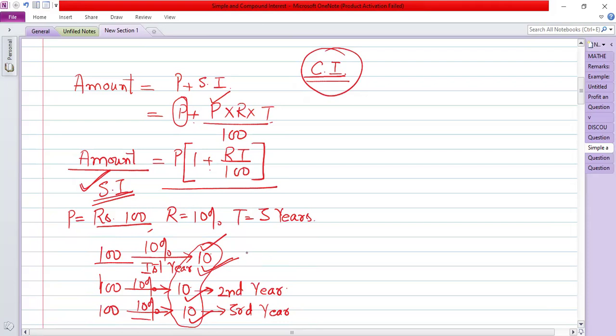And obviously here, what is the total interest? The total simple interest will be 30 rupees. And what will be the amount? The final amount will be nothing but rupees 100 plus 30, that is 130 rupees.